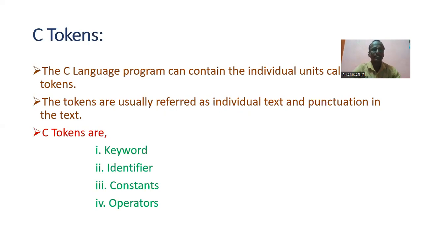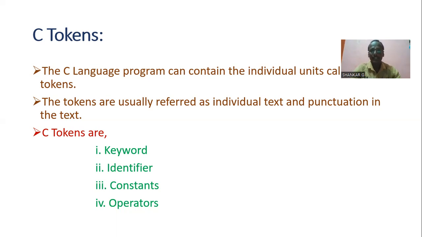In C language, a program can contain many individual units. Each individual unit in a program is called a token. The tokens are usually referred to as individual text and punctuations in the text. Generally, the C tokens are keywords, identifiers, constants, and operators.